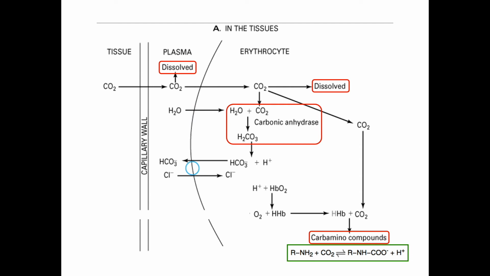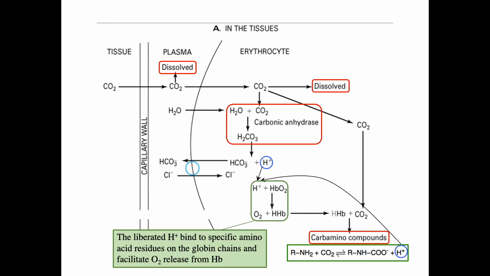About 80 to 90% of the carbon dioxide reacts with water in the presence of carbonic anhydrase to form carbonic acid. Carbonic acid is quite unstable, so it dissociates into bicarbonate and proton shortly after its formation. The protons that dissociate from carbonic acid and the protons that get released upon the formation of carbamino compounds then bind to specific amino acid residues on the globin chains of hemoglobin, and molecular oxygen is thus released and eventually unloaded onto the peripheral tissues.